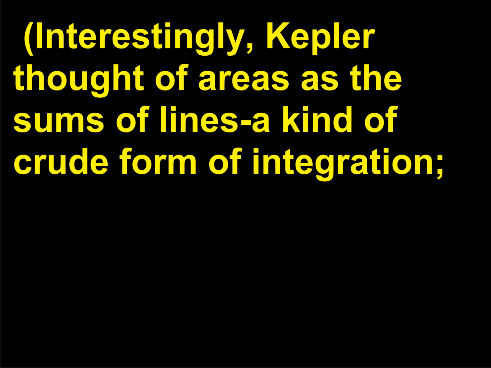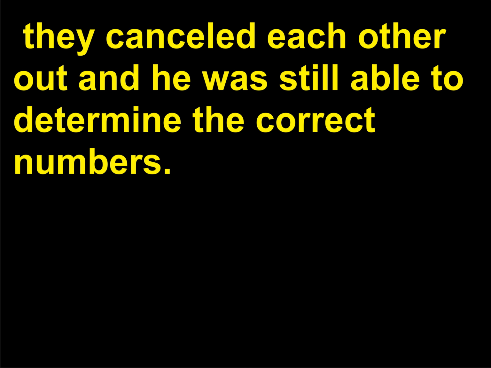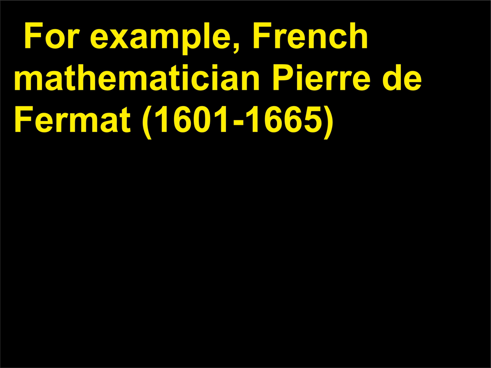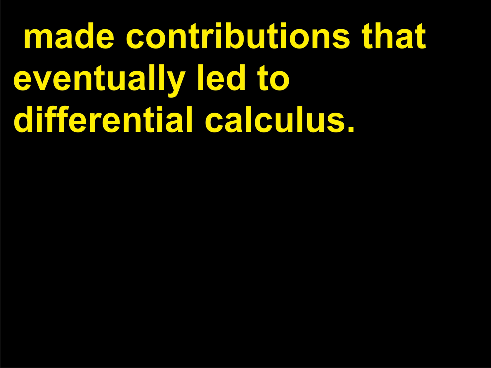Interestingly, Kepler thought of areas as the sums of lines, a kind of crude form of integration. Even though he made two errors in his work, they cancelled each other out and he was still able to determine the correct numbers. By the 17th century, many mathematicians had begun to contribute to the field of mathematical analysis. For example, French mathematician Pierre de Fermat, 1601–1665, made contributions that eventually led to differential calculus.